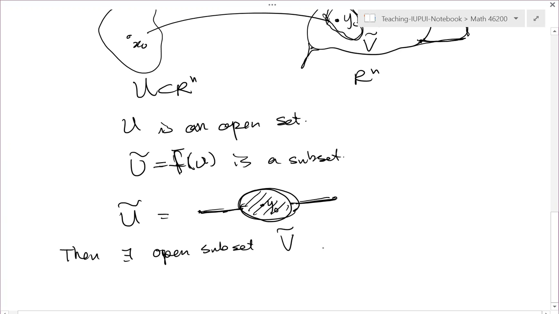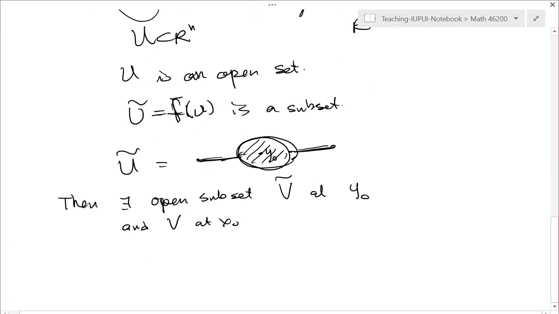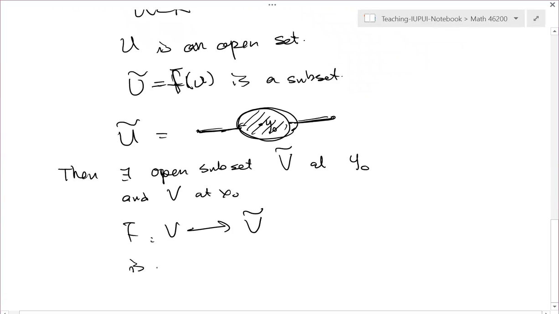Okay, V2 dot at that point, such that, and another open set V at this point, so I'm going to get a smaller one. Then if the map F restricted to V is one-to-one, we call it a bijection, it is a diffeomorphism.